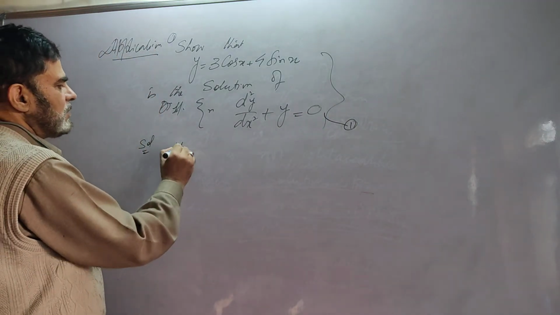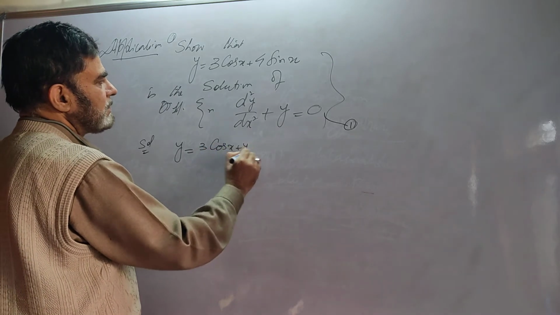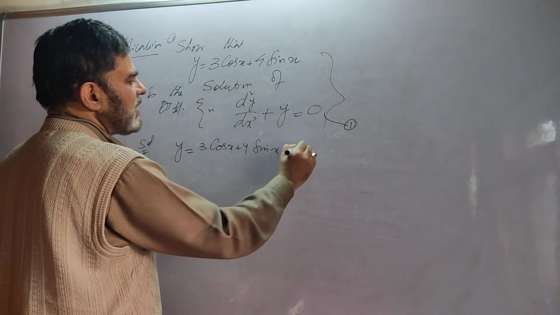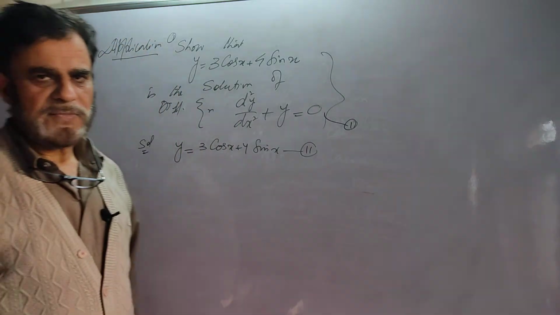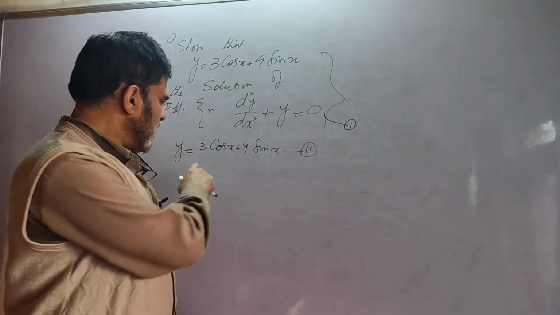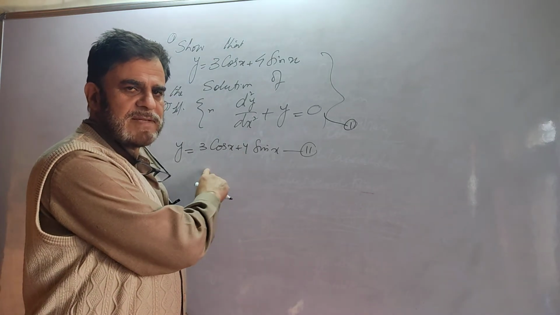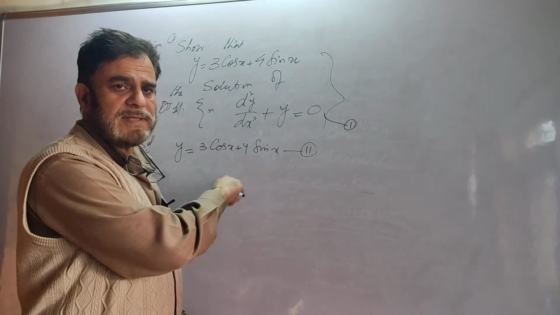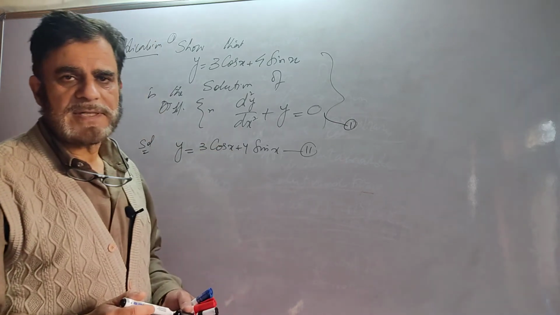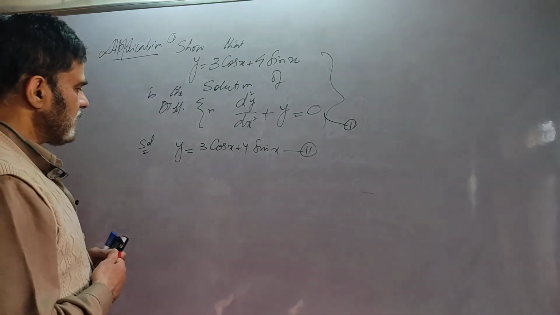I have y is equal to 3 cos x plus 4 sin x. I have to check, is this the solution of this differential equation? What is the solution? It is a relation between x and y. We said in the definition, this relation and derivative obtained from this should satisfy the given differential equation. Let us see, does it satisfy?